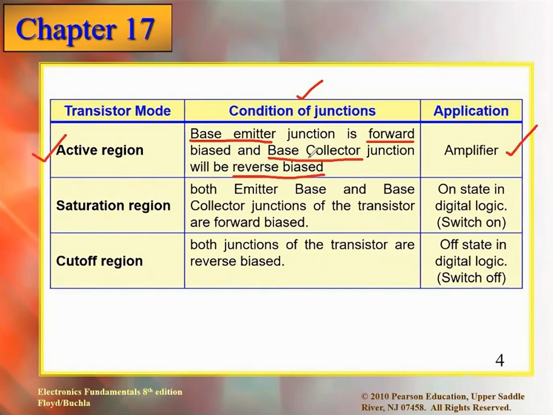We will be applying our batteries there, DC voltages, so that the junctions will be in either forward or reverse bias as per the application. Then we will apply the voltage which we want to amplify. Did you get my point?